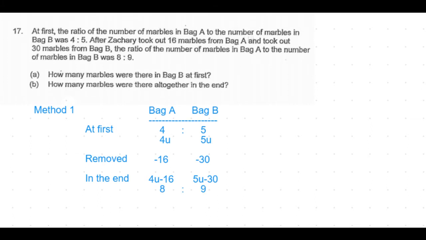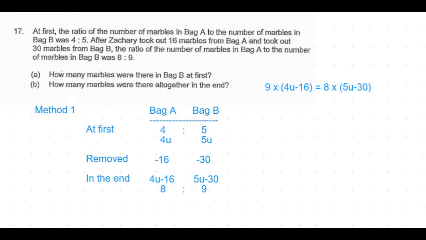This is where the algebra part comes in. So we know that cross multiplication, which means if they are in the ratio 8:9, 9 times the one which is in 8 parts, and 8 times the one which is in 9 parts, they should be equal. So 9 times (4 units minus 16) is equal to 8 times (5 units minus 30).